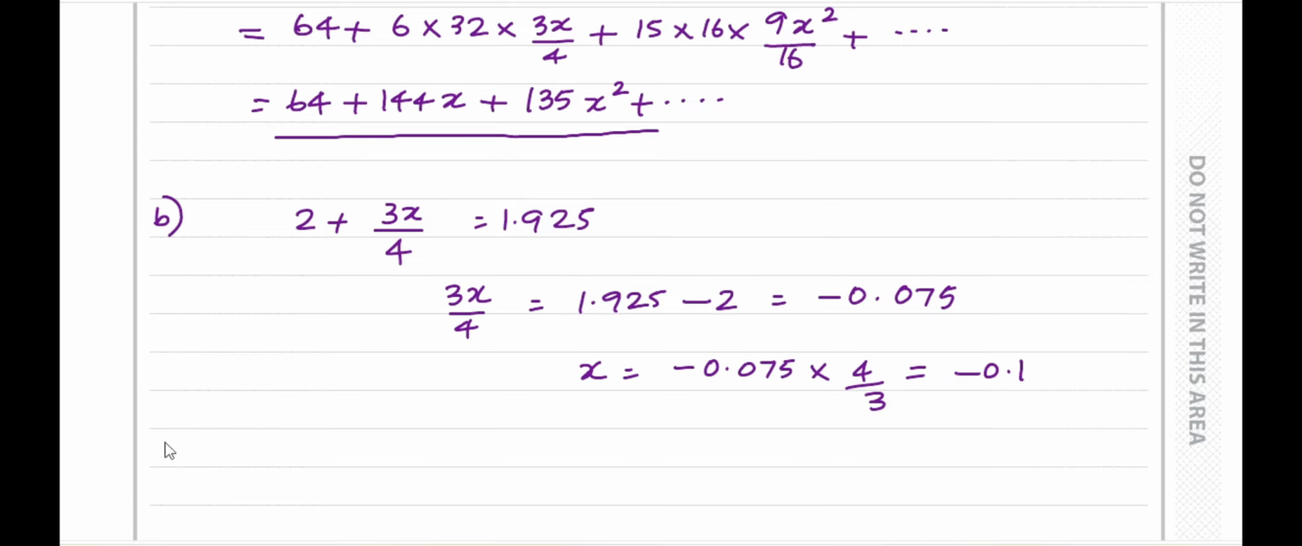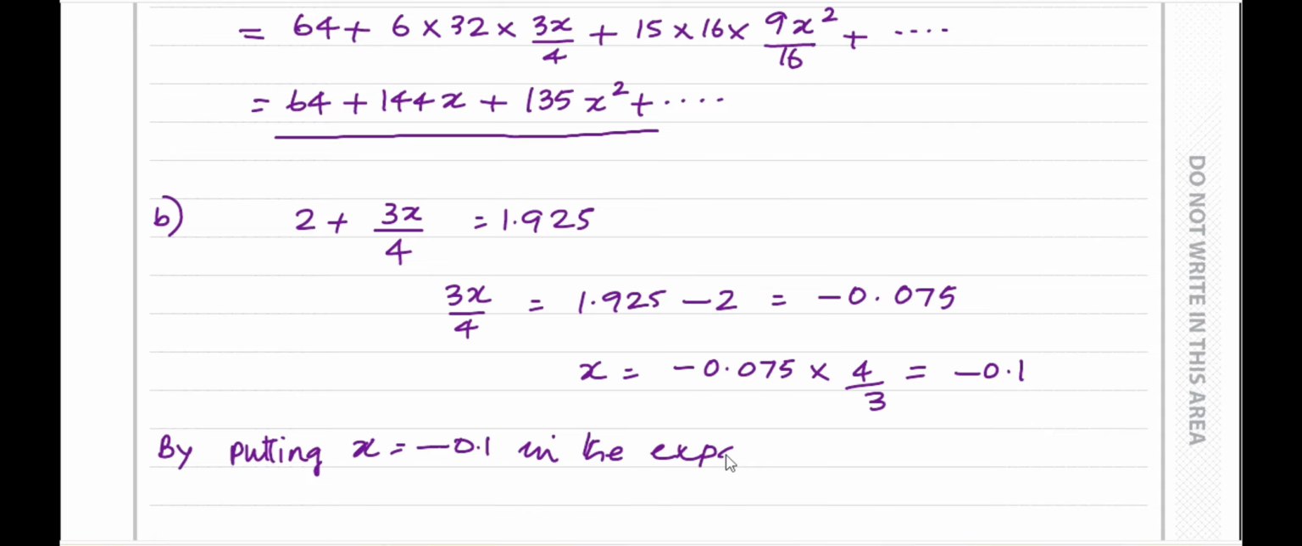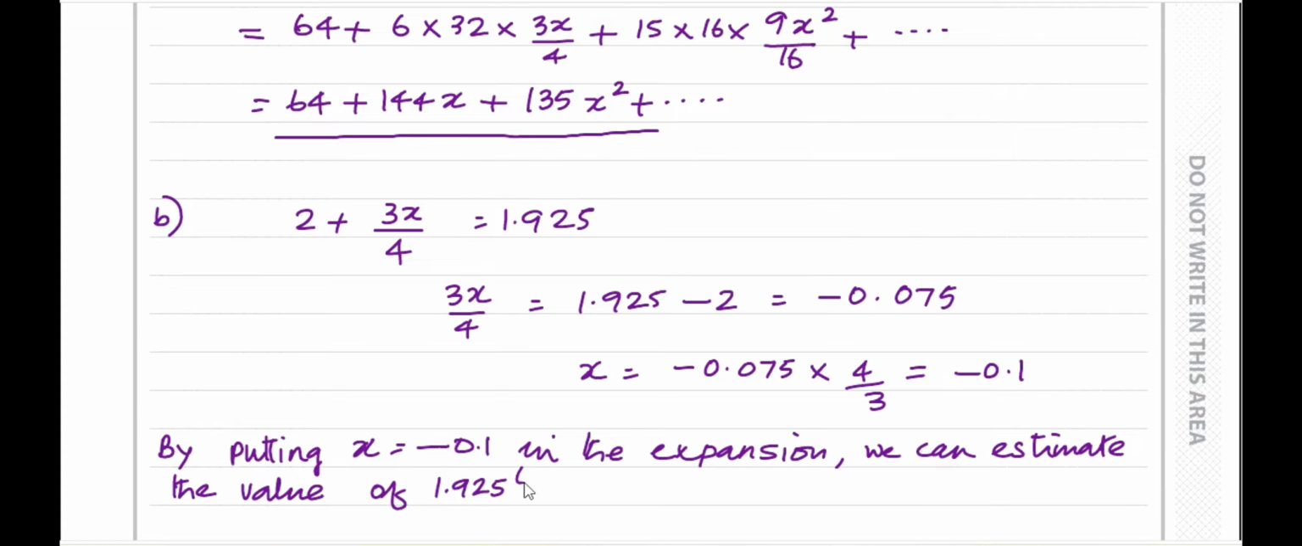Therefore, by putting x equal to minus 0.1 in the expansion, we can actually estimate the value of 1.925 to the power of 6.